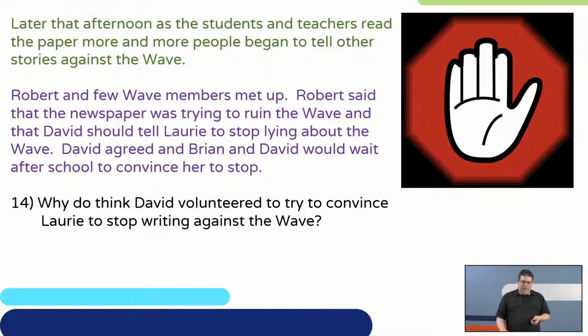Let's continue. Later that afternoon, as the students and the teachers read the paper, more and more people began to tell stories against the wave. Robert and a few members met up. Robert said that the newspaper was trying to ruin the wave and that David, remember David's Lori's ex-boyfriend, should tell Lori to stop lying about the wave. David agreed, and Brian and David would wait after school to convince her to stop. 14. Why do you think David volunteered to try to convince Lori to stop going against the wave? Well, he probably volunteered because he probably still thinks that he can talk to Lori, since that's Lori's boyfriend. Maybe he's the one that, of all people, could convince her to try to join the wave or at least stop going against the wave.